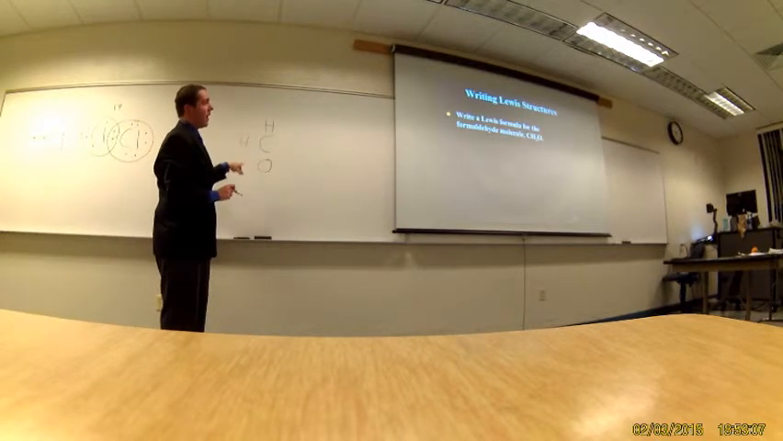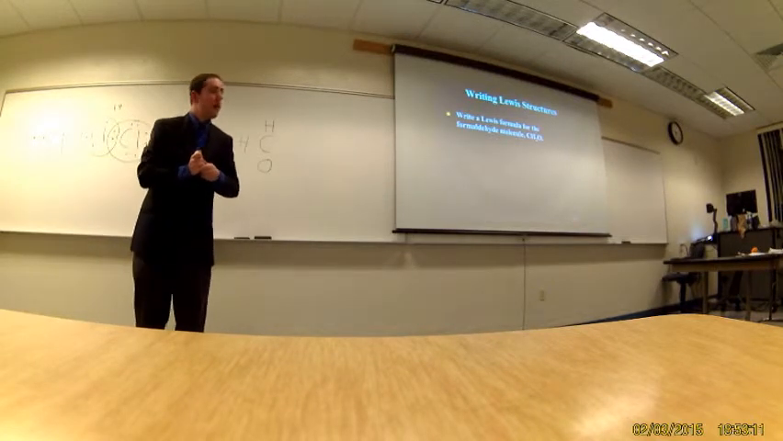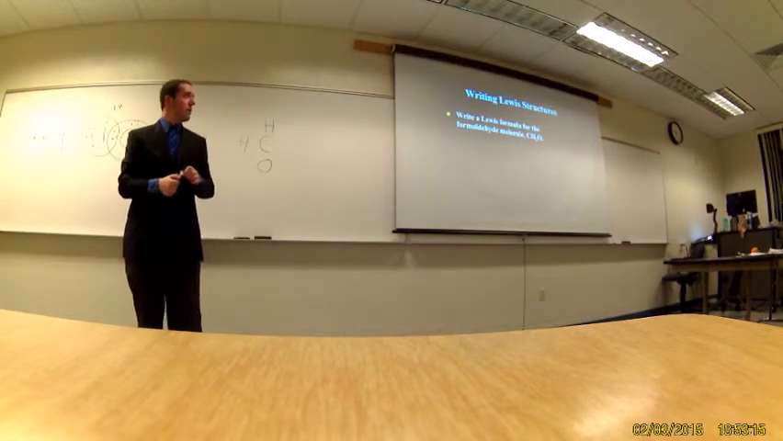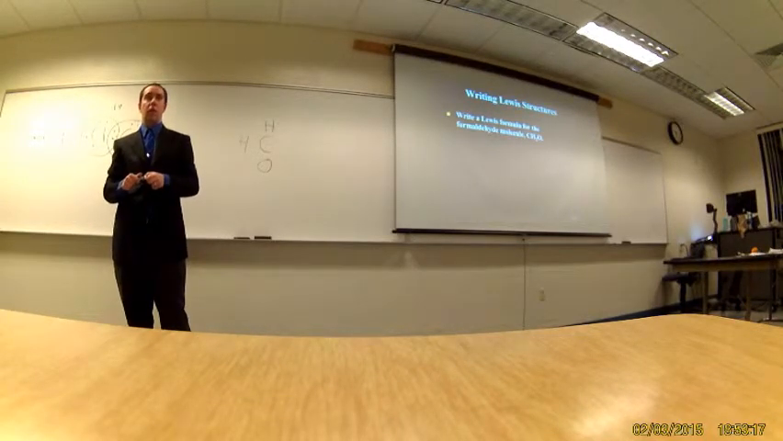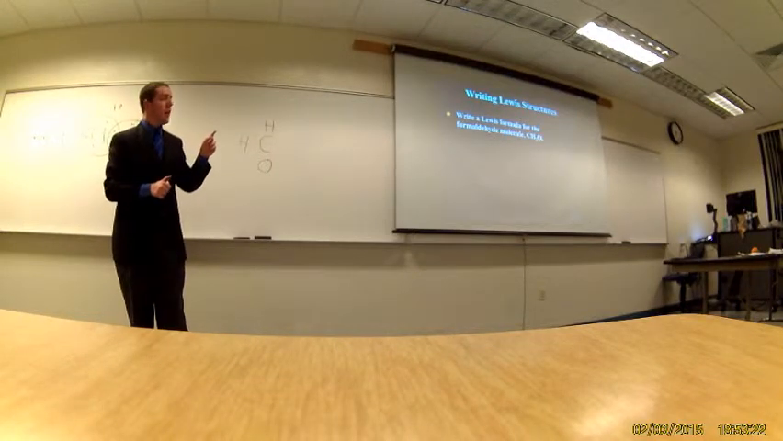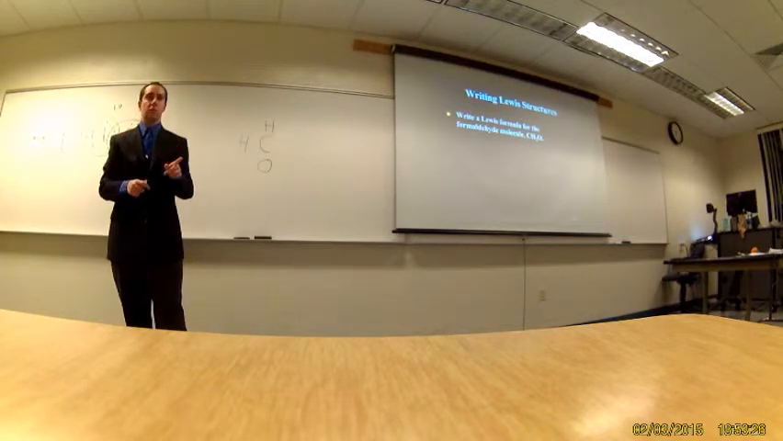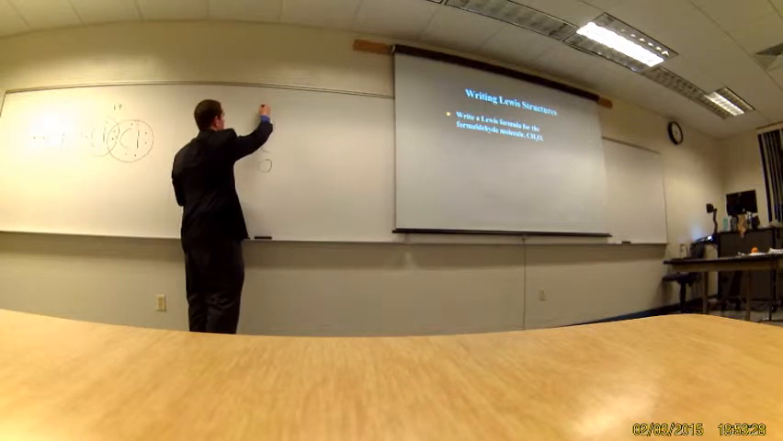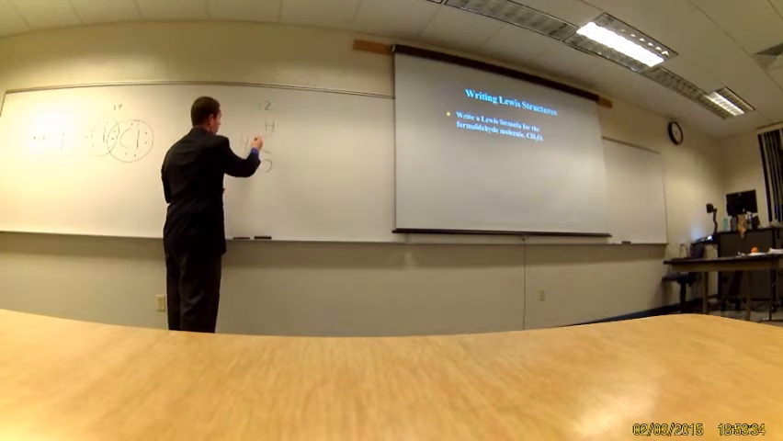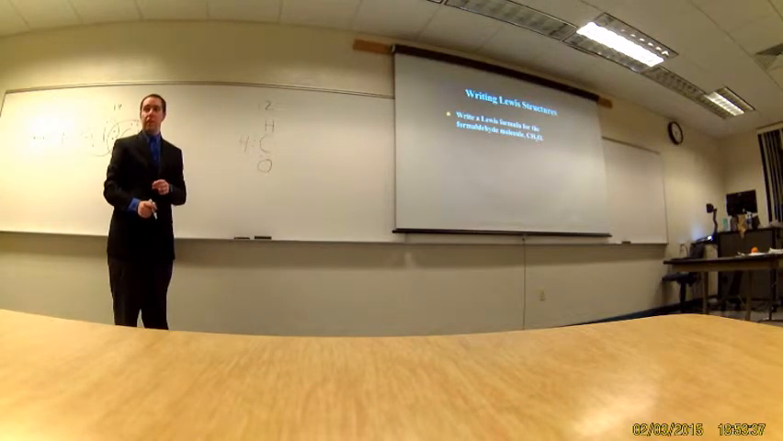So here's our skeleton. How many valence electrons do we have to work with? How many does the carbon bring? 4. How many does each hydrogen bring? 1. And there's 2 of them. So now we're up to 6. How many does the oxygen bring? 6. So how many do we have total? 12. So total is 12. First thing to do is put our single bonds in. There's 6 of them.